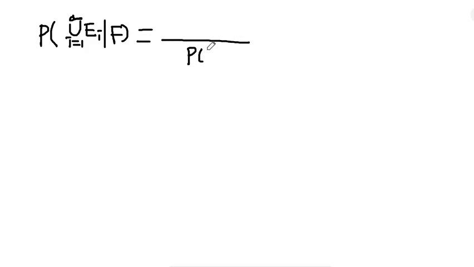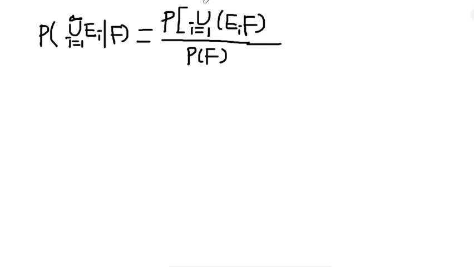So we rewrite the conditional probability of the infinite union of Ei given F as this one over the probability of F. Now with the distributive law, that will be the union of Ei and F, for i starting from 1 to infinity. And we know the Ei and F are mutually exclusive, right?